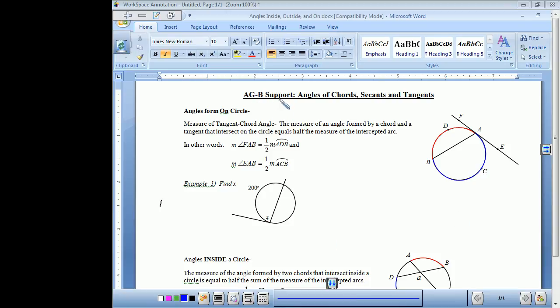Geometry support. Angles of chords, secants, and tangents. So those are the things that are forming those angles that are inside, on, and outside the circle. So the first one we're going to look at are angles on a circle.